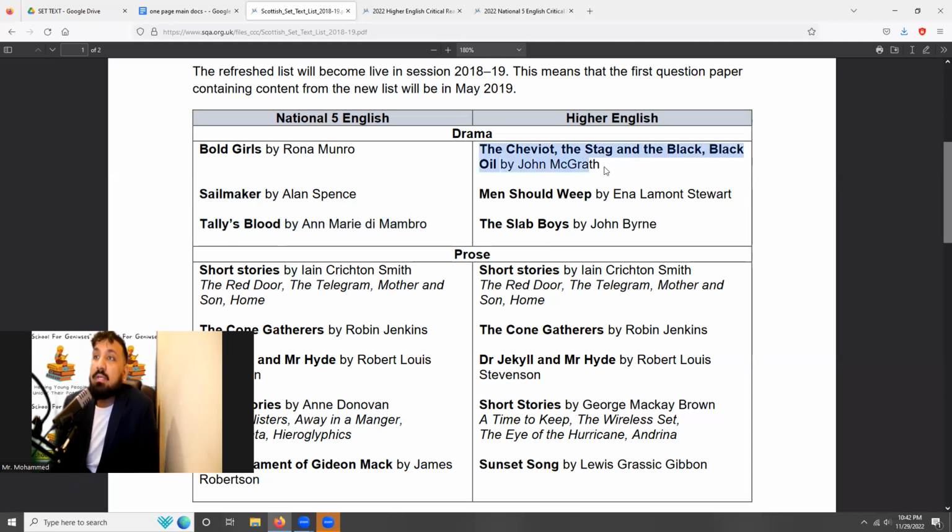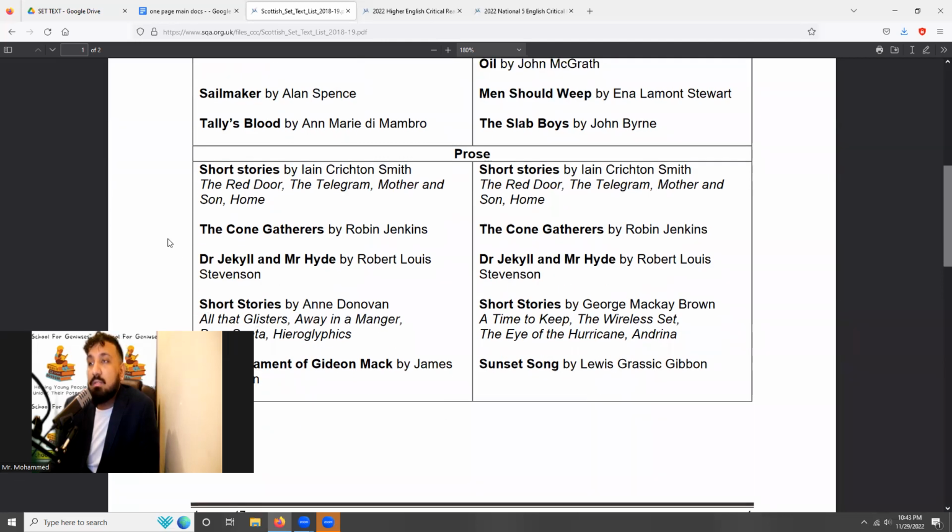Okay, then at Higher you could be studying The Cheviot, the Stag, and the Black, Black Oil, or Men Should Weep, or Slab Boys. Out of these three, the most common that I've seen in terms of what students are given to study is Men Should Weep. Second would be the Slab Boys, and last would be this one. I've never seen a student study this one, so probability wise, you're going to be studying Men Should Weep, and if not that, then probably Slab Boys, if your teacher decides to do a play.